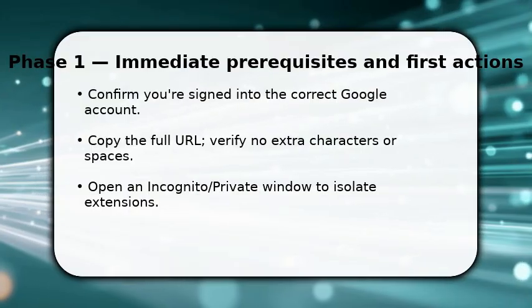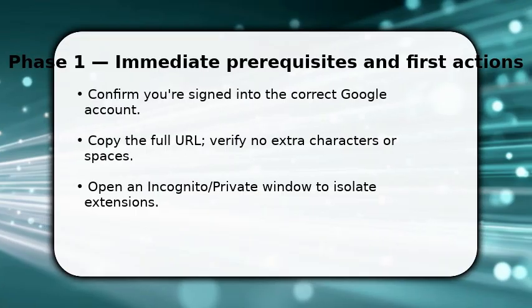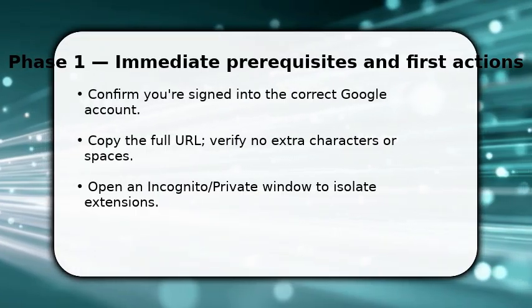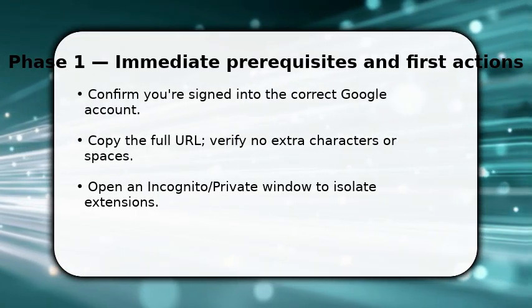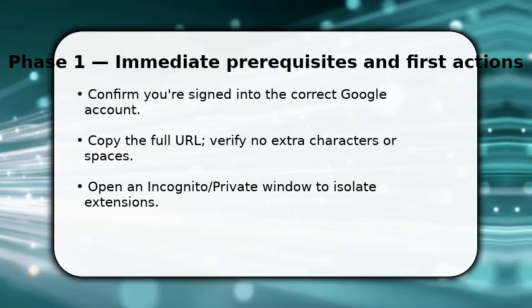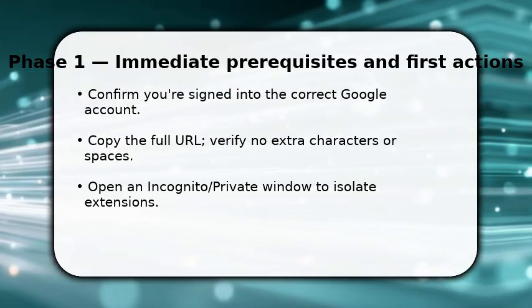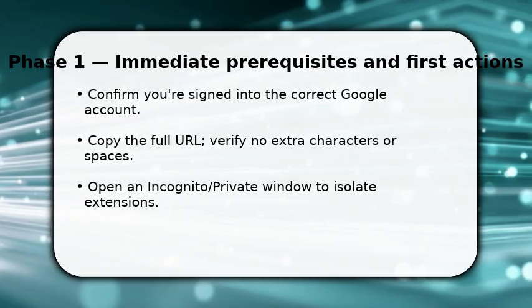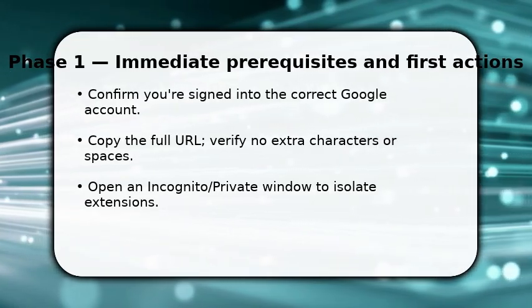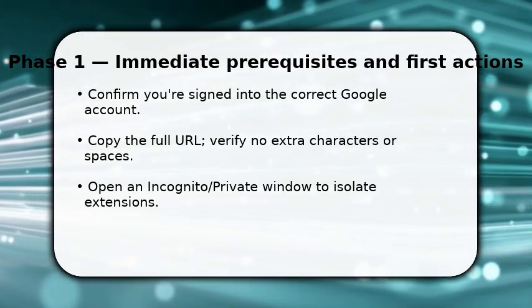You start by confirming the account and exact link. This avoids permission mismatches. Once done, paste the full URL into an incognito window to rule out cache and extension interference. If the file belongs to another account, switch accounts or request access. Make sure to check the top right account avatar.